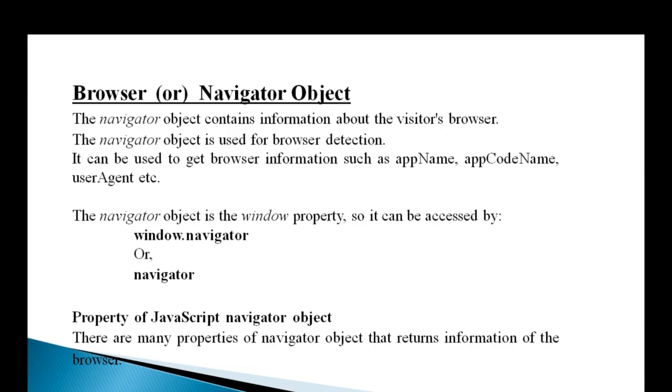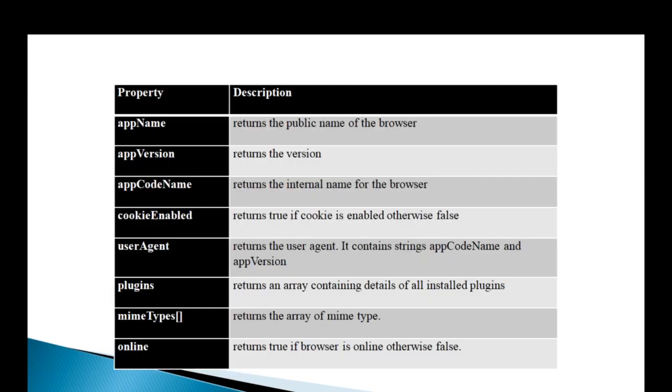Properties of the JavaScript navigator object. There are many properties of the navigator object that return information about the browser. Those properties are appName, appVersion, appCodeName, cookieEnabled, userAgent, plugins, mimeTypes, and onLine. The property appName returns the public name of the browser. appVersion returns the version of the navigator.